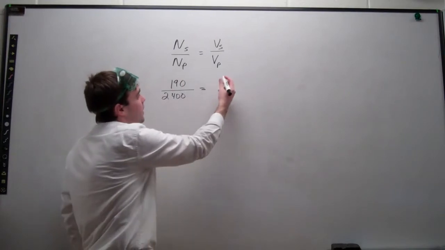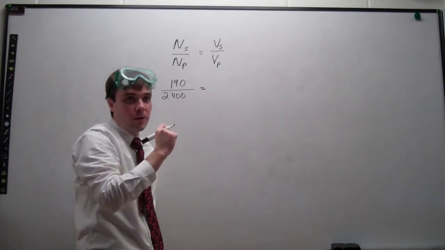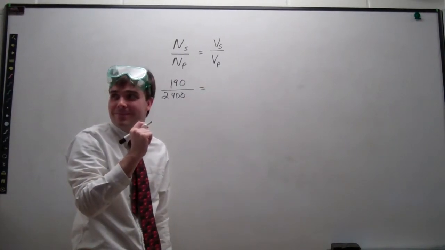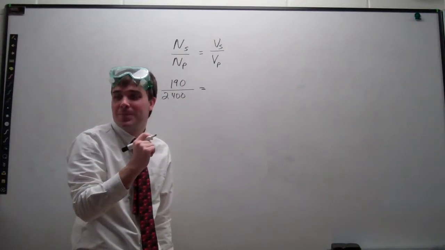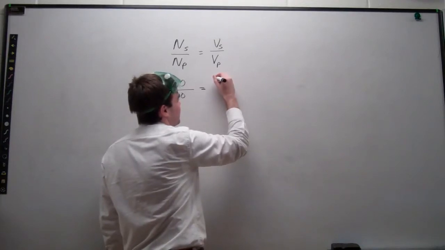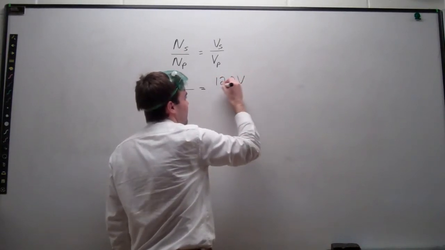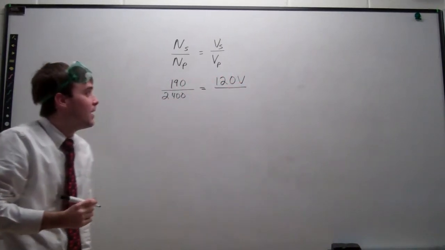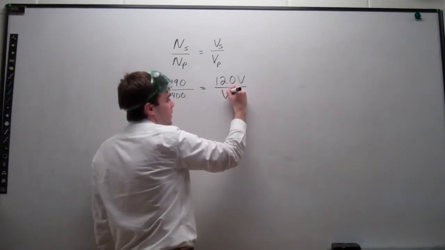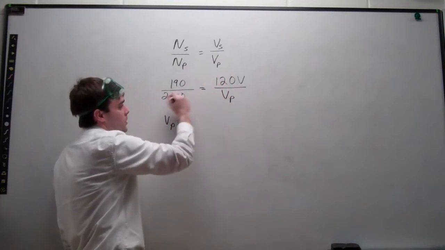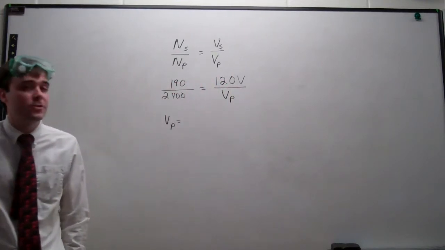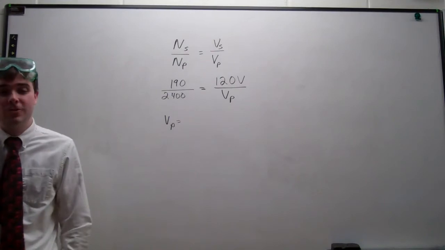Okay. What is the voltage in the secondary coil? It's 120 volts. Alright, and then we're going to solve for the voltage in the primary coil. So cross multiply and divide, so 2400 times 120 divided by 190.